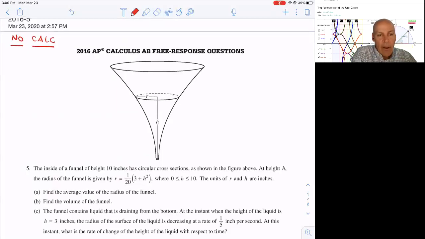So they give us a diagram of our funnel. It says the inside of a funnel of height 10 inches has circular cross sections as shown in the figure above. At height h, the radius of the funnel is given by r is equal to 1/20th times the quantity 3 plus h squared, where 0 is less than or equal to h, less than or equal to 10. Units of r and h are in inches, and then we're asked to do three things.